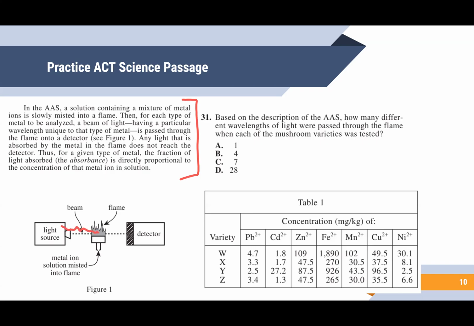Here's the light source going through the flame, okay? When each of the mushroom varieties were tested, okay? If I go to the description, which is what they tell me to do, they say that for each type of metal, a beam of light is passed through. Now I tested for 1, 2, 3, 4, 5, 6, 7 types of metals. So how many different types of light were passed through should be C, 7.